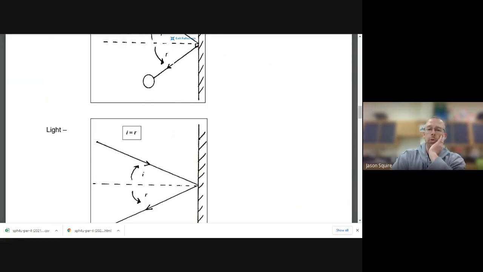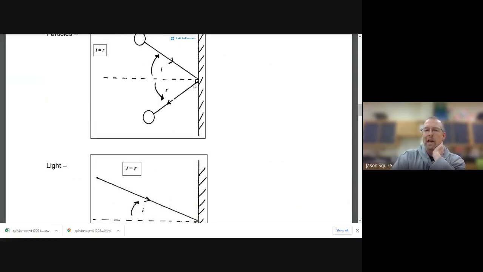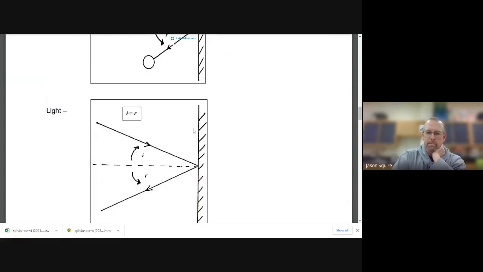Now, I just want to remind you about this dotted line. Remember, that dotted line is what's called the normal. Okay, and the normal is drawn at 90 degrees to the surface of contact. Okay, and the reason it's dotted is because it's an imaginary thing. So we don't draw it as a solid line, it's a dotted line. And our angles are measured. So this is the incident ray, and the angle from the incident ray to the normal is our angle of incidence. And on the other side would be our reflected ray and our angle of reflection.